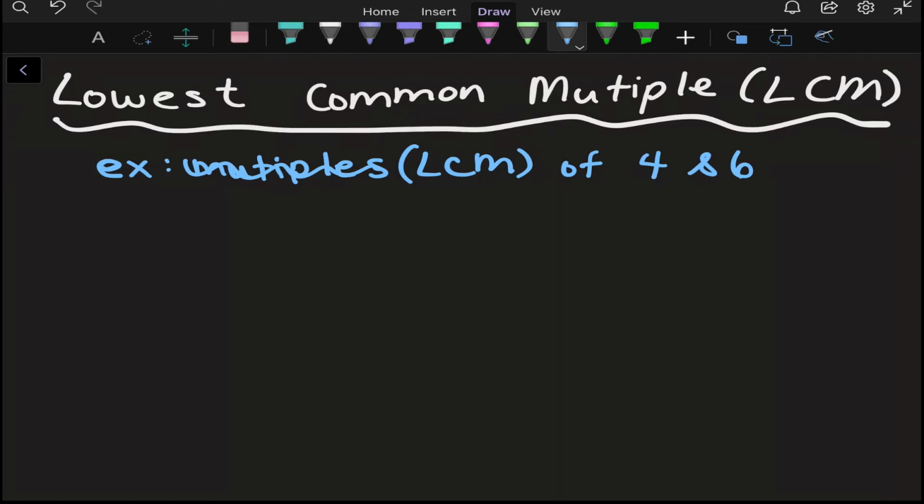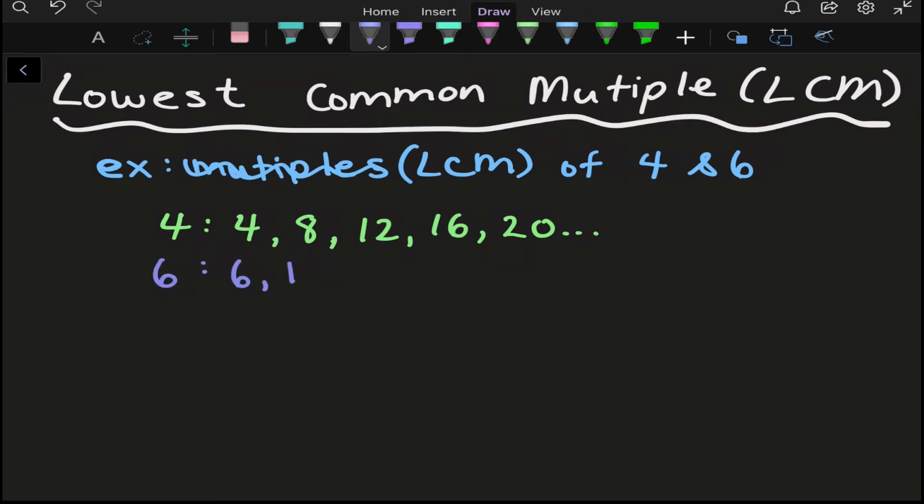The first thing we're going to do is write down the multiples of 4. Multiples of 4 are 4, 4 times 2 is 8, 4 times 3 is 12, 4 times 4 is 16, 4 times 5 is 20, and that goes on forever, like we talked about above. Now we are also going to write down the multiples of 6. So we start with 6. 6 times 2 is 12, 6 times 3 is 18, and 6 times 4 is 24.